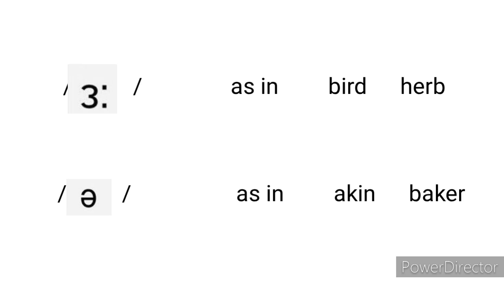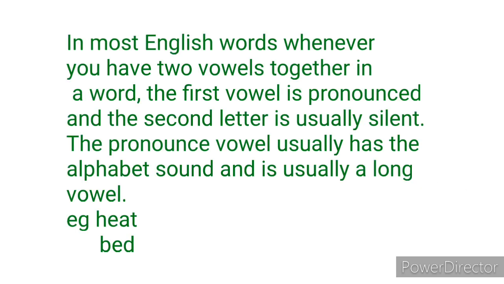Now let's learn how to identify them in words. But before I show you how to identify them in words, you need to know that in most English words, wherever you have two vowel letters coming together in a word, the first letter is what is pronounced and the second letter is silent. The first letter that is pronounced will have the alphabet sound and not the phonetic sound. I hope you got that.